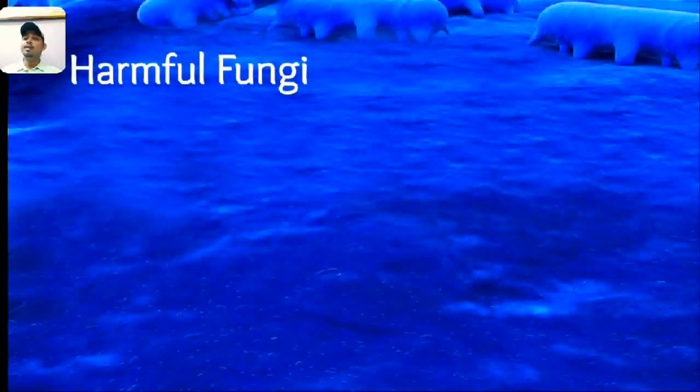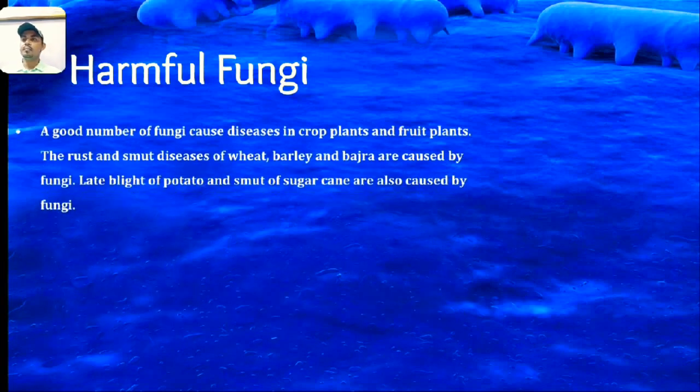Now let's see some harmful fungi. A good number of fungi cause diseases in crops, plants and fruit plants. The rust and smut diseases of wheat, barley and bajra are caused by fungi. Late blight of potato and smut of sugar cane are also caused by fungi. Late blight of potato was very deadly in Europe, I guess in 1940 or 1960, something like that. Late blight of potato caused very serious trouble.